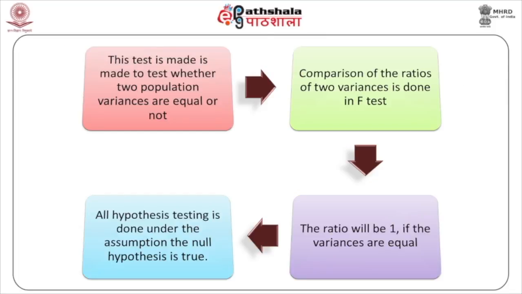This test is made to test whether two population variances are equal or not. Comparison of the ratios of two variances is done in F-test. The ratio will be equal to 1 if the variances are equal. All hypothesis testing is done under the assumption that the null hypothesis is true.